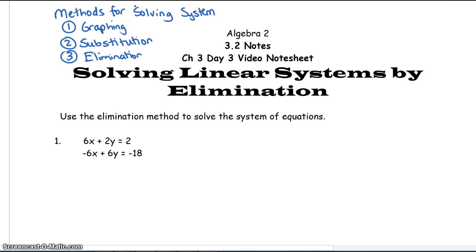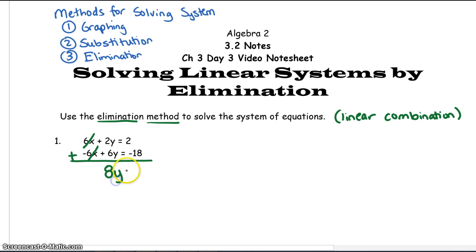Okay. So the first way is, it says use the elimination method. Sometimes this is known as linear combination. Just in case I say it that way, you know what it is. So to solve the system of equations, basically what we do is we eliminate a variable and we add these two together. And notice it's 6x minus 6x, that cancels. So then we add 2 plus 6 and we get 8y equals, and we add 2 minus negative 18 and we get negative 16. We divide by 8 and we get y equals negative 2, and then we solve for x.